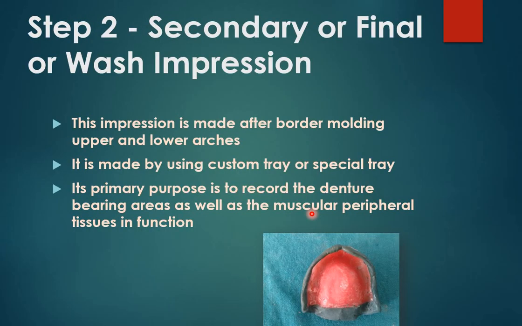and after this you are ready for the next clinical step, that is to make a secondary impression or the final impression, also called the wash impression. Now this impression is made after doing border molding of the upper and lower arches. It is made by using a custom tray. This is a custom tray or a special tray, and its primary purpose is to record the denture bearing areas as well as the muscular peripheral tissues in function.